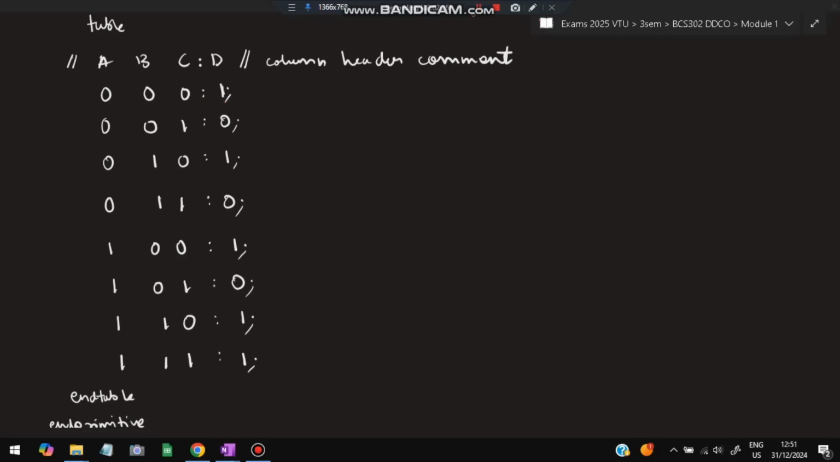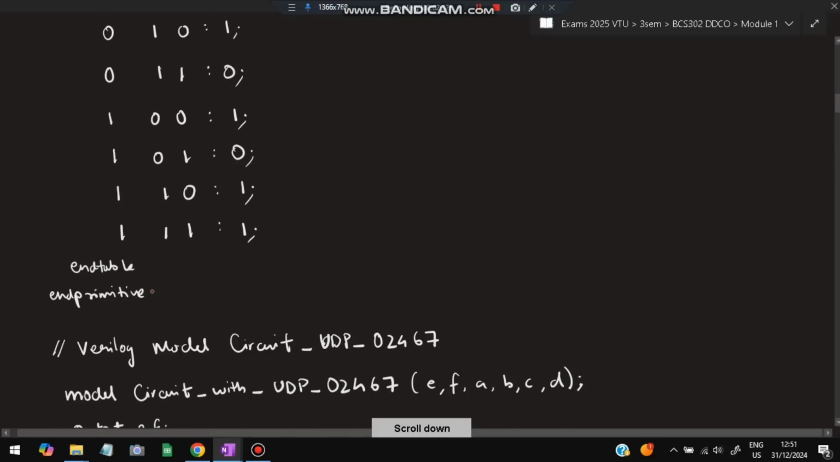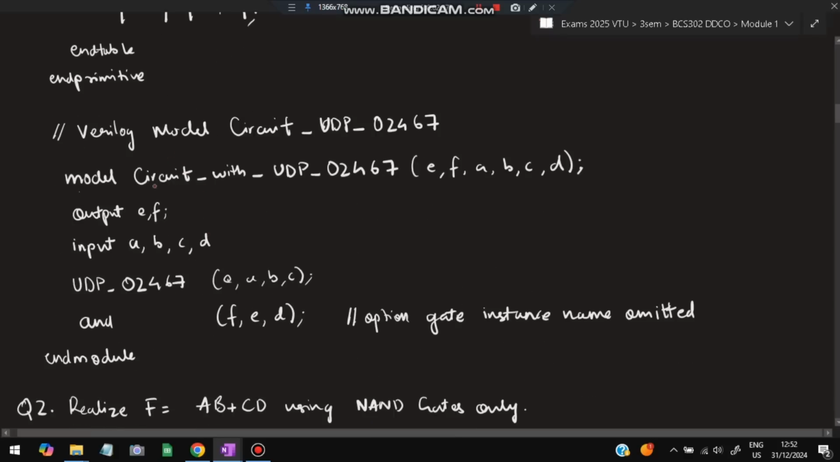After the truth table is over, we write endtable, and with that we conclude with the endprimitive keyword. For the circuit, we write the module, circuit with UDP. Here we write the inputs A, B, C, D, and here we have E and F also. The output is for E and F, and the inputs are A, B, C, D. Then we write the UDP instance with outputs and inputs. The gate instance name is optional and is omitted. At the end we write endmodule. This is what you need to write: the truth table and the Verilog model.